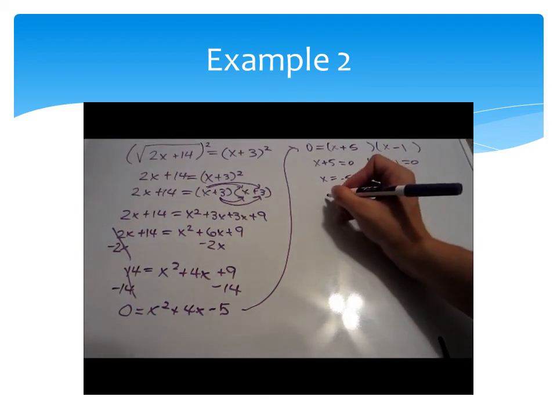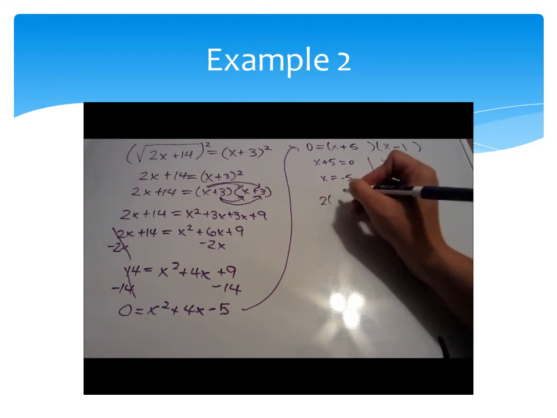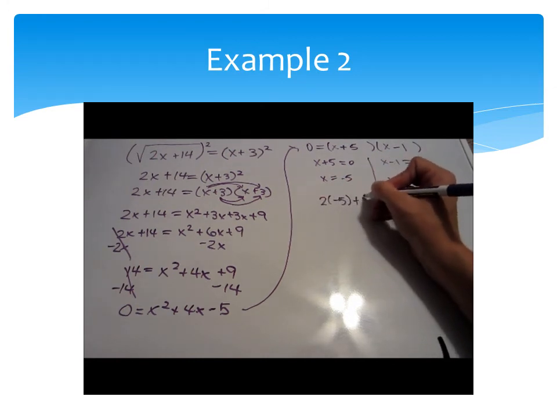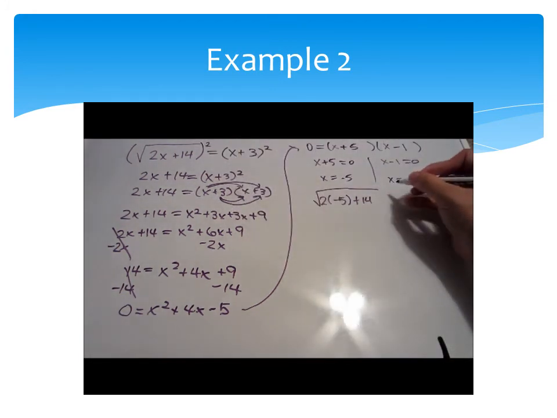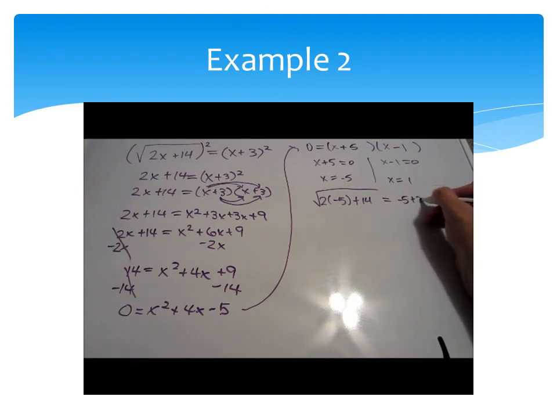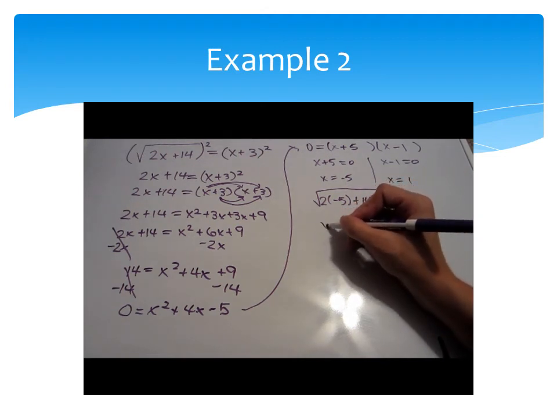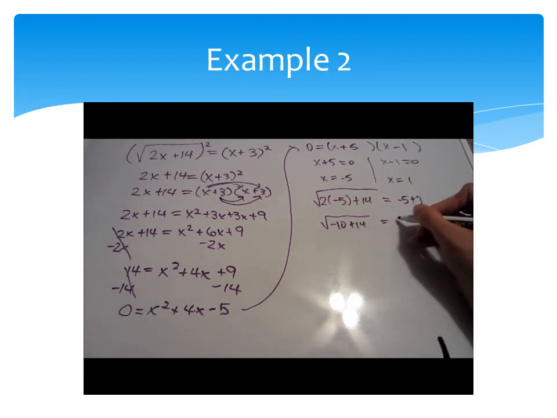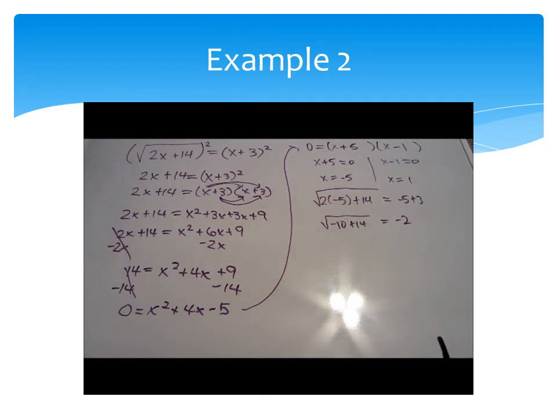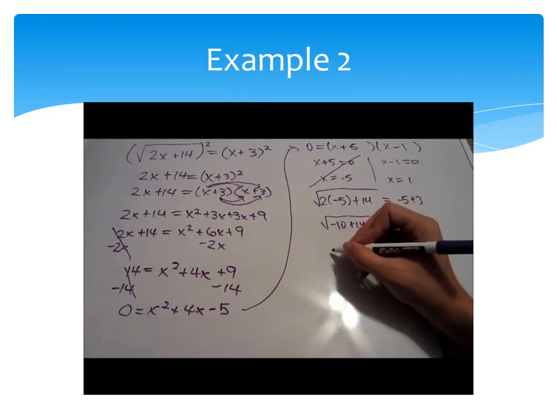So we start with x equals negative 5. 2 times negative 5 plus 14, and remember we're plugging it into this equation up here, is equal to negative 5 plus 3. It's negative 10 plus 14 equals negative 2. Now again, we know that a square root cannot have a negative answer, so we know that this is not going to give us a valid answer. So now we can try the next one.